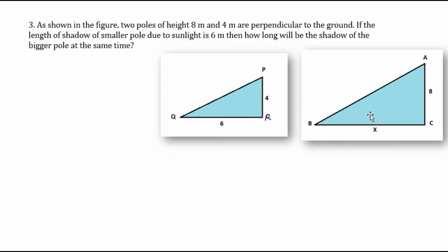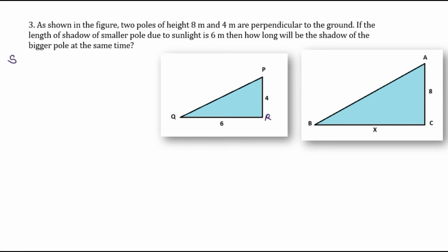Vertical poles and their shadows always form similar triangles. So, these two triangles are similar. These things we have to understand first. Next step, we have to take ratios of their corresponding sides. So if I am saying triangle ACB is similar to triangle PRQ, then QR corresponds to BC, PR corresponds to AC, and QP corresponds to AB. Here we don't need the measurement of these sides. So let's take the ratio of their corresponding sides.